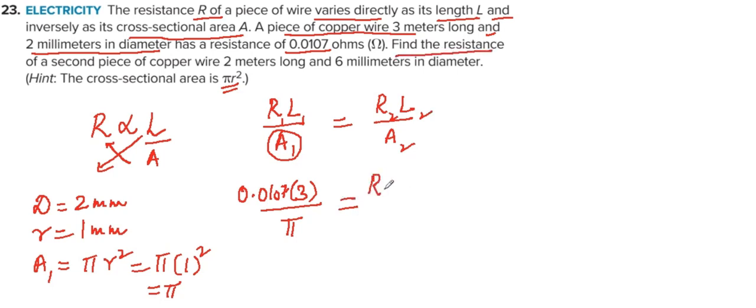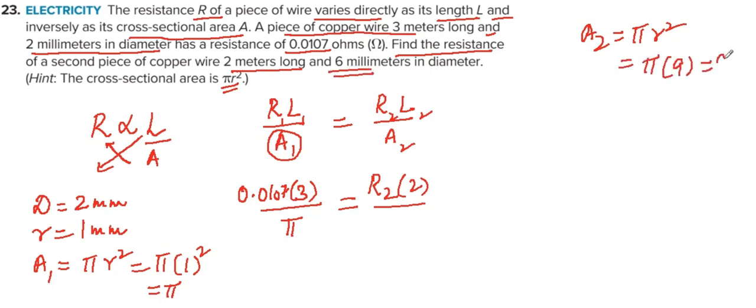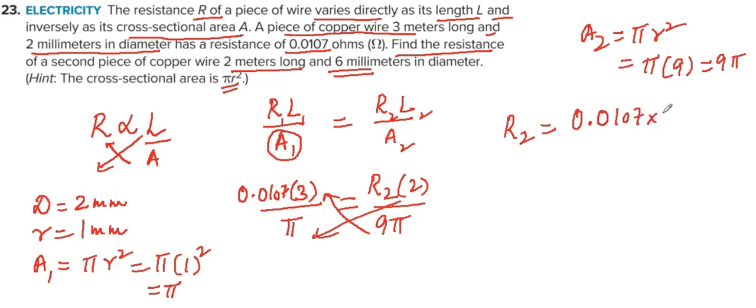Now we need to find R2. The length is given as 2 meters long. And for area 2, area 2 is equal to pi r squared. Diameter is given as 6, so the radius is 3, 3 squared is 9, so this is 9 pi. Substitute the value here, 9 pi. Cross multiply: this will go up, this will come down. So R2 is equal to 0.0107 times 3 times 9 pi.